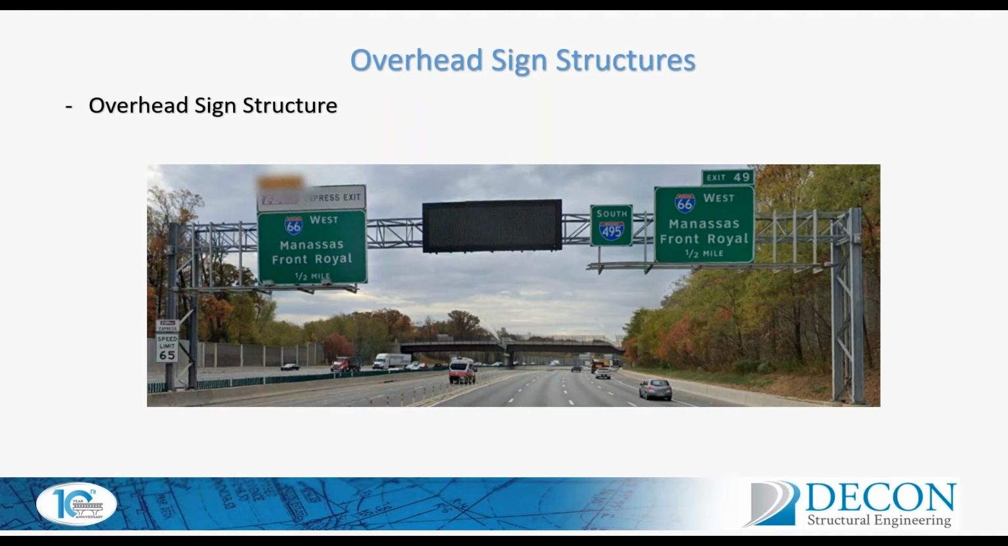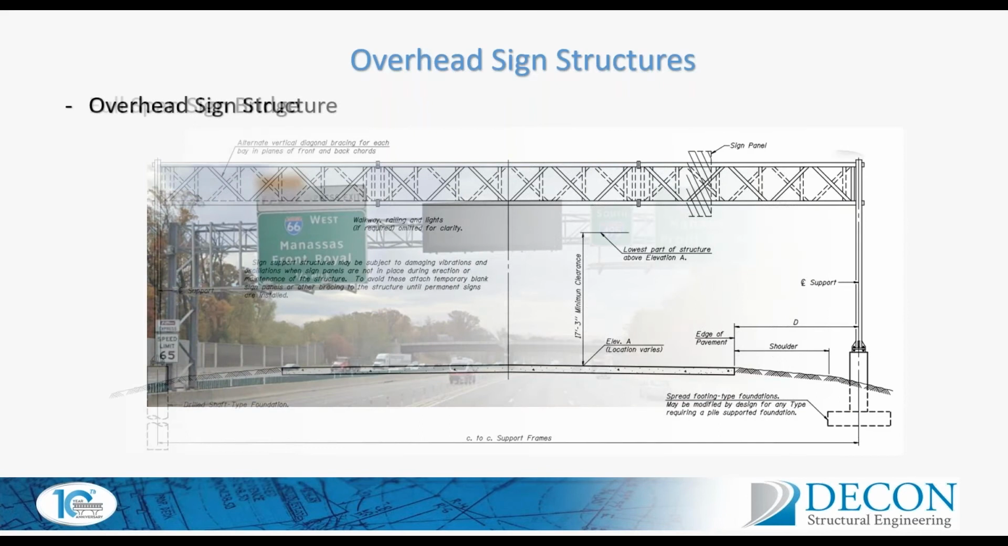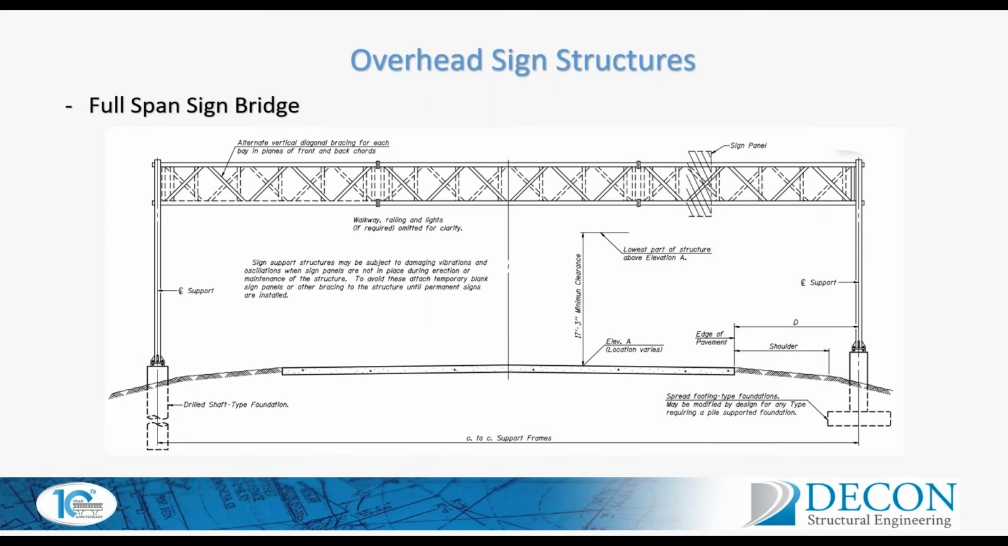We're going to explore a little more on the components of a full span sign bridge. This is a typical overhead sign structure, a full span sign bridge. Generally, they're comprised of 3 components: the sign panel, the structure, which is the truss and the vertical supports or columns, and the foundation.